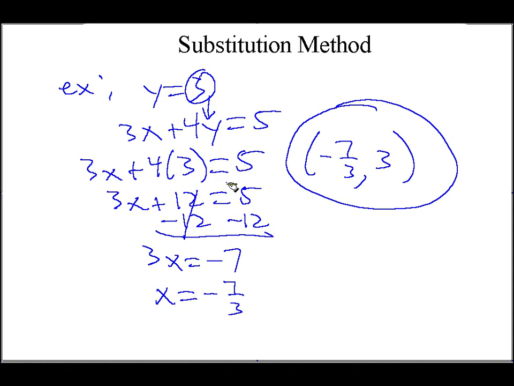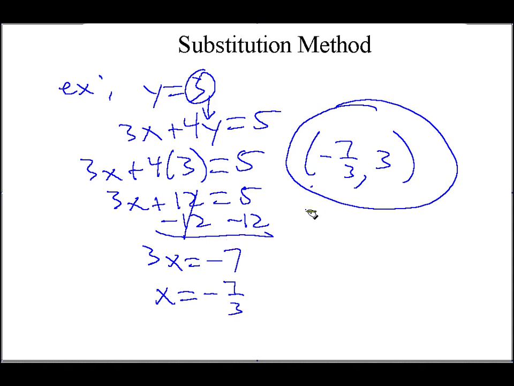Now, if you're trying to solve this by graphing, it's going to be hard for you to estimate negative 7 thirds. Negative 7 thirds is negative 2 and 1/3. And there's no way for me to estimate 1/3 here just by eyeballing it, even if I have graphing paper. So again, the substitution method is a more accurate method for solving linear systems. The idea is you plug in for one variable into the other equation, then you finish solving the equation.